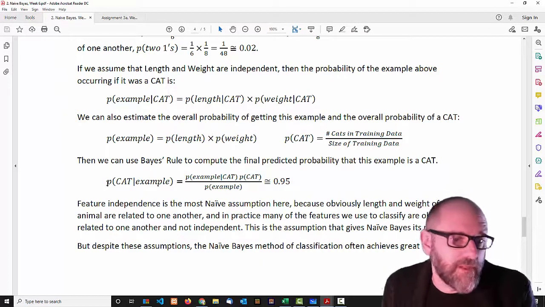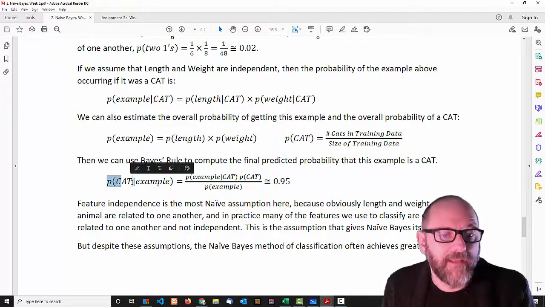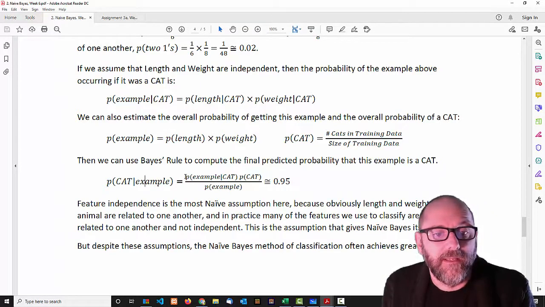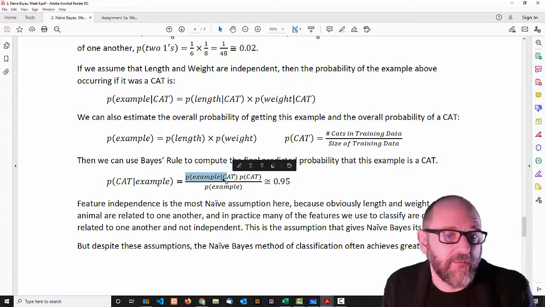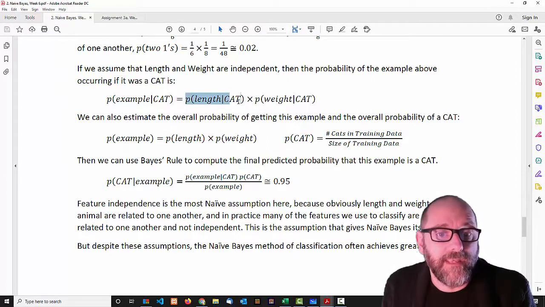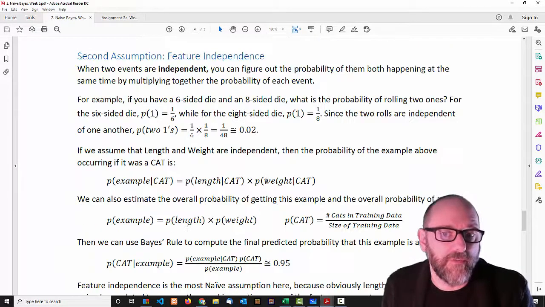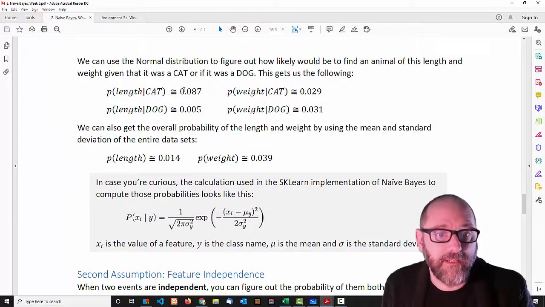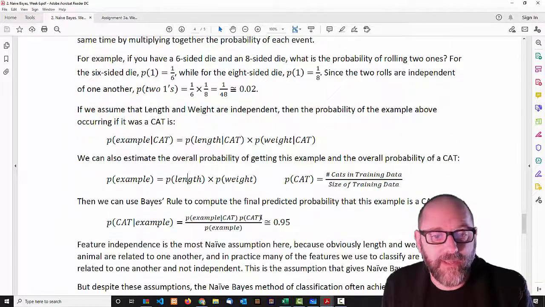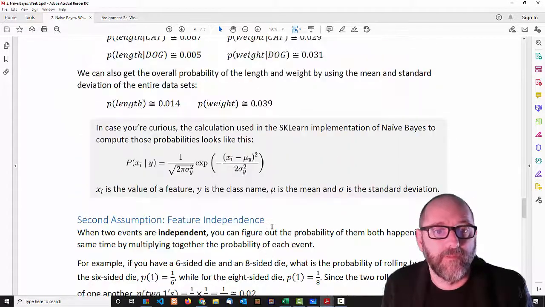So we can use Bayes' rule. The probability of a cat, given the length and the weight that we got, is equal to the probability of getting that length and weight if it was a cat, which we do by getting these two numbers, using that crazy equation, and then multiplying them together to get that number. And then we multiply it by the probability of a cat and divide by the probability of getting that example. You can put in those numbers if you want. Here are all the numbers that you need. You put them together and you get approximately 0.95.